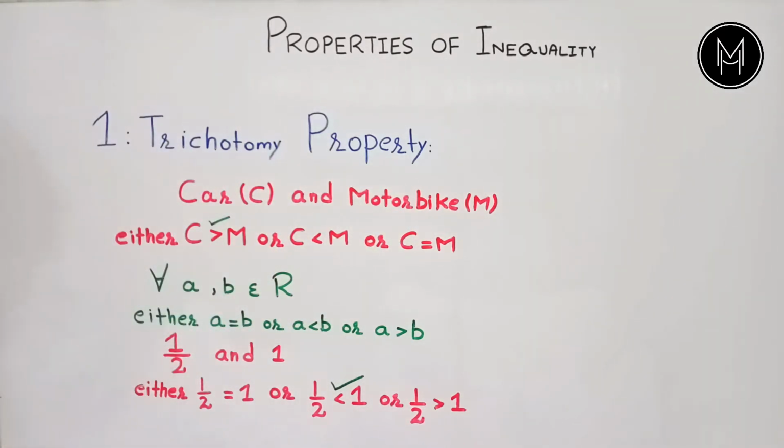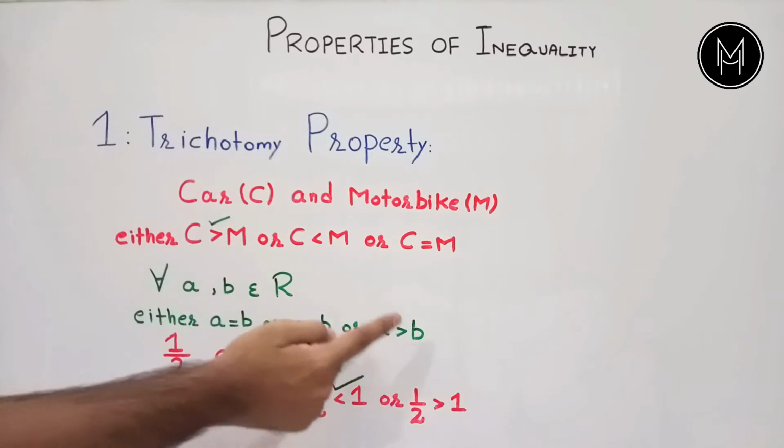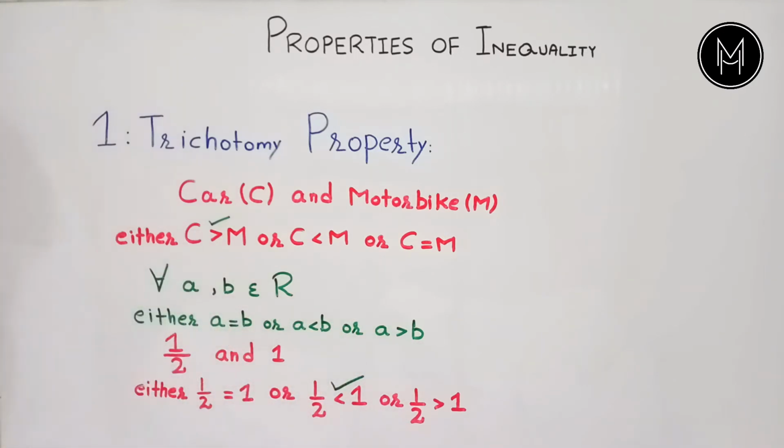For real numbers, this property says if we have two real numbers a and b and we want to compare them, then there could be three conditions. Either a is greater than b, or a is less than b, or a is equal to b, meaning both numbers have the same value.